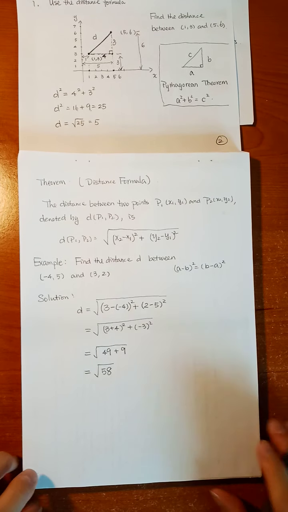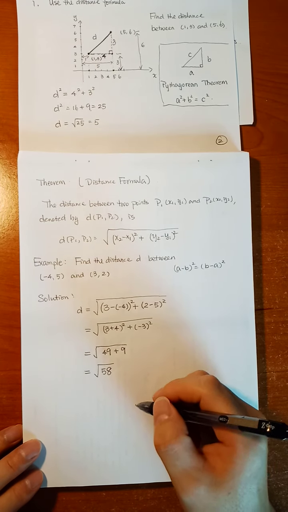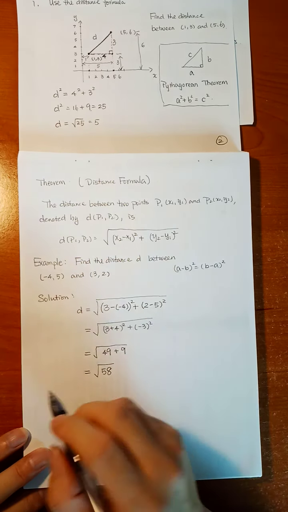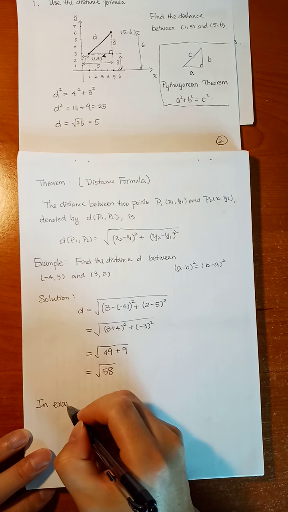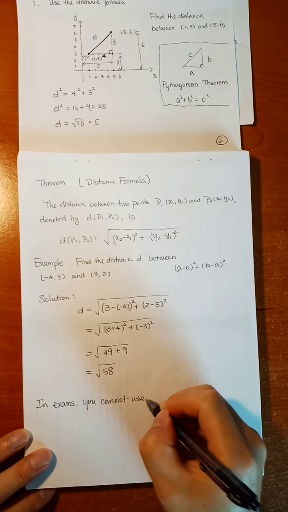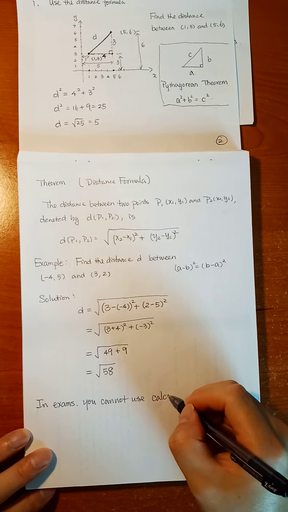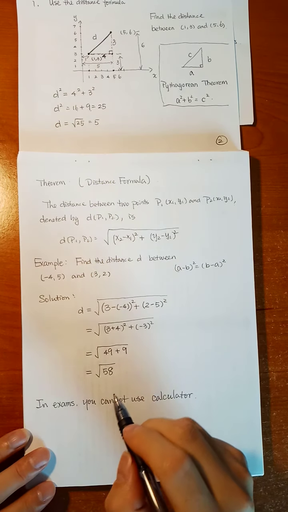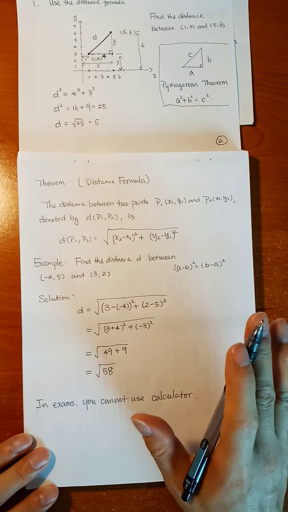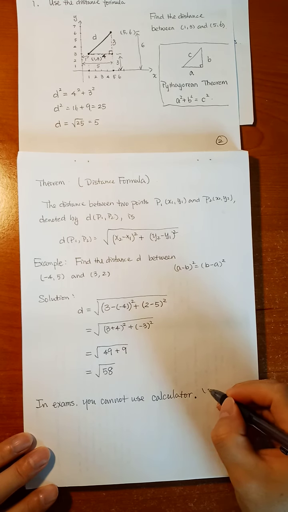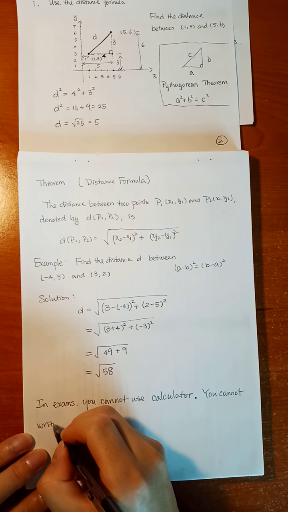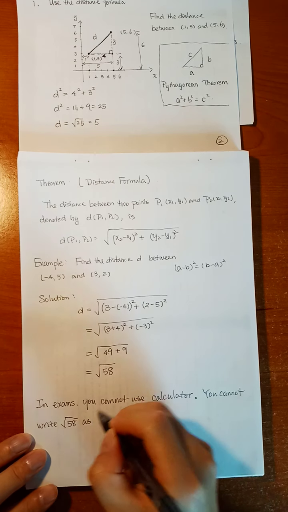Okay, so here I want to clear something. In the pre-calculus and in the calculus exams, you cannot use a calculator. Okay? In exams, you cannot use a calculator. So square root of 58 is square root of 58. There is no way to simplify it. So here you cannot write square root 58 as a decimal.